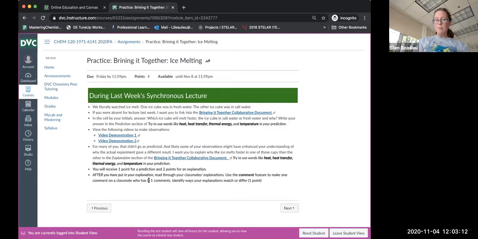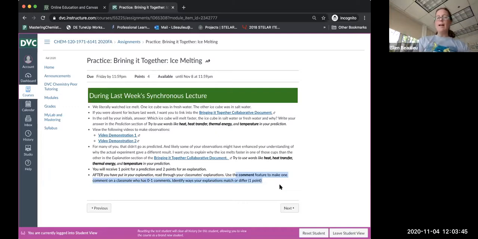And then as Tajay mentioned, there is one part of this that's using the comment feature to comment on a classmate who doesn't have comments and explain any ways that your explanation might differ from their own. Remember, use language like "I think that" and "because," and cite things, like places in your textbook or web resources that gave you some inspiration. You may use whatever resource you want.